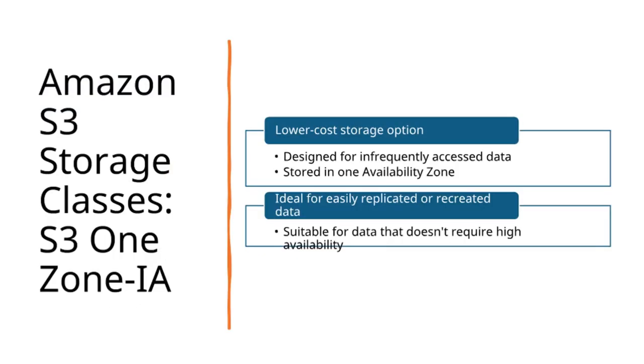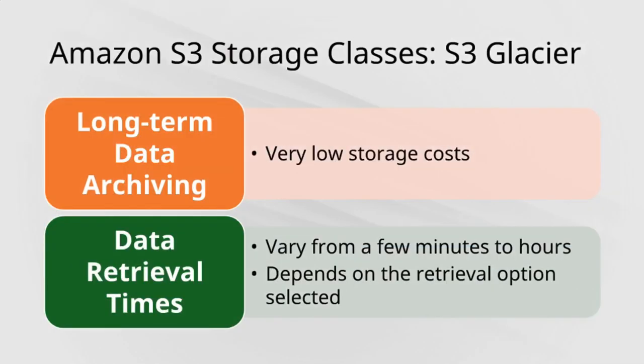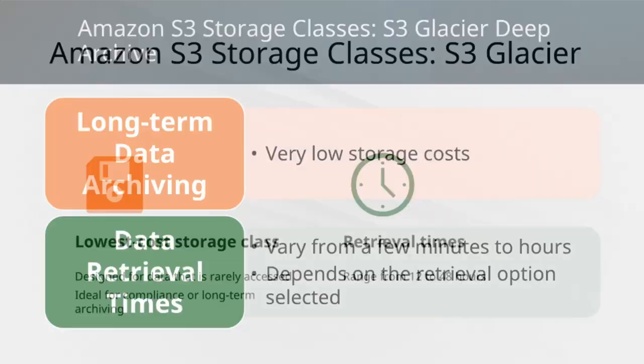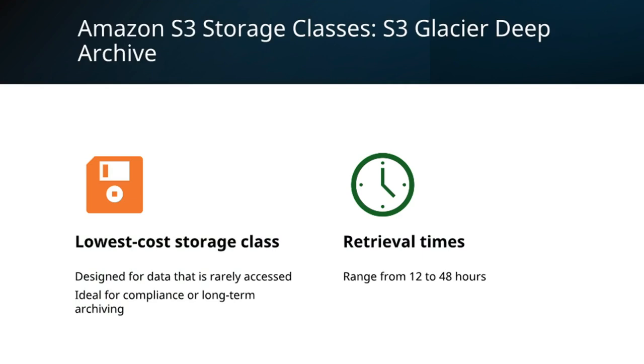S3 One Zone IA is a cost-effective storage option for infrequently accessed data stored in one availability zone. It's ideal for data that can be easily replicated or recreated. S3 Glacier is used for long-term data archiving with very low storage costs. Data retrieval times vary from a few minutes to hours depending on the retrieval option selected. S3 Glacier Deep Archive is the most cost-effective storage class for infrequently accessed data. It is perfect for compliance or long-term archiving, with retrieval times between 12 and 48 hours.